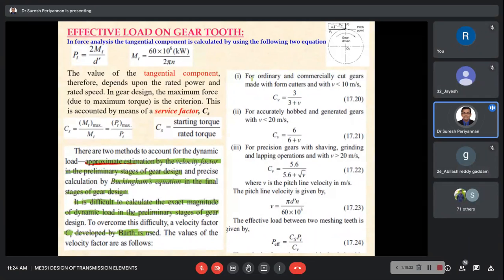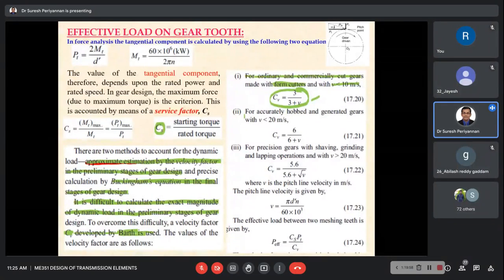For ordinary and commercially cut gears made with a form cutter, and where the velocity V, the pitch line velocity, is less than 10 meter per second, we are using this formula for finding the velocity factor. Already we have discussed the service factor. Keep in mind, now we are discussing the velocity factor.